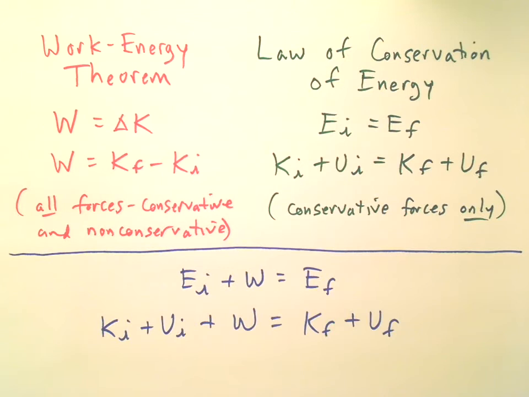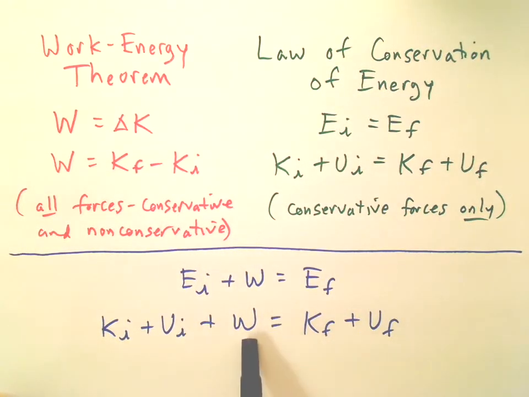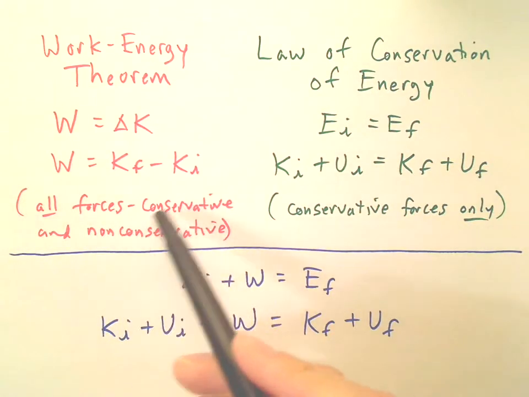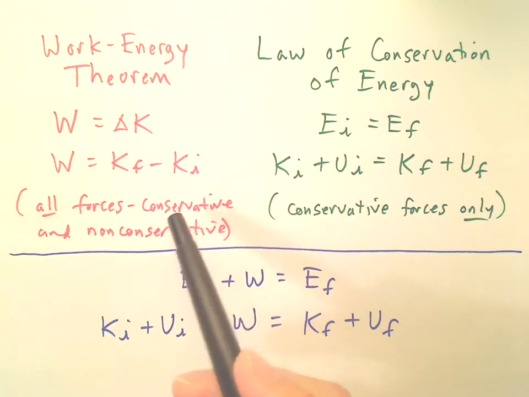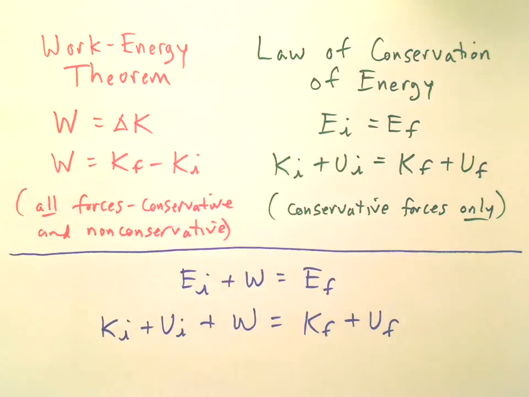Well, here's how. This W and this W are not the same W. I repeat, this W is a different W than that W right there. This W is the work done by all forces, both conservative forces and non-conservative forces. If you've got 5 forces, you're going to have to calculate work for 5 different forces and add all that up and put all that right into here to get an answer.